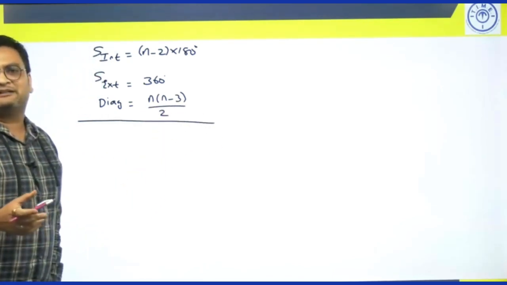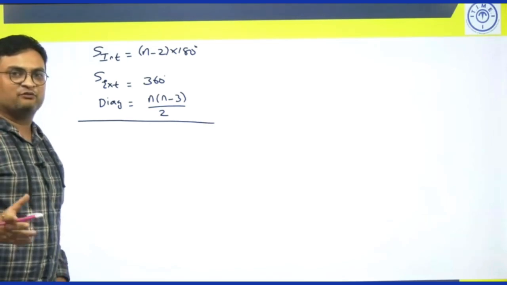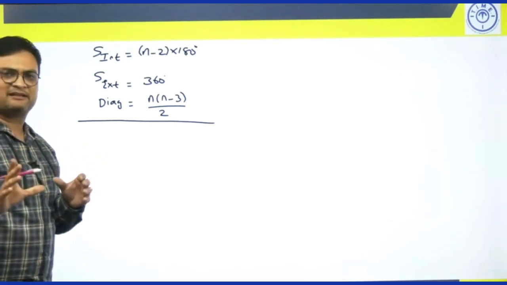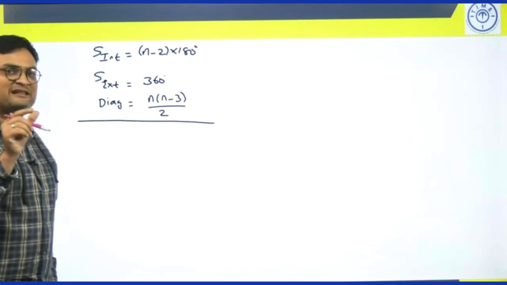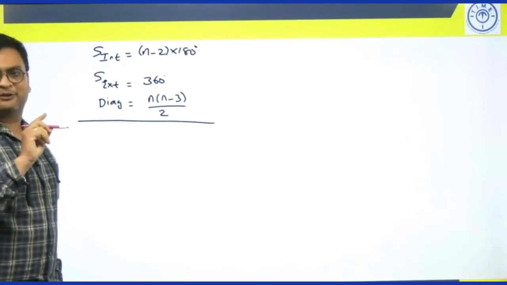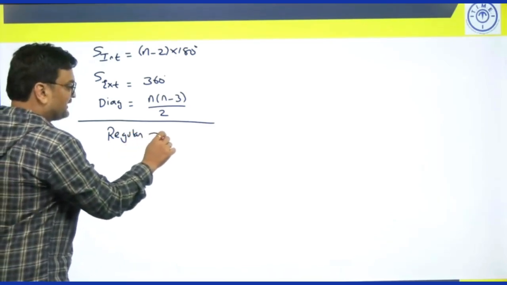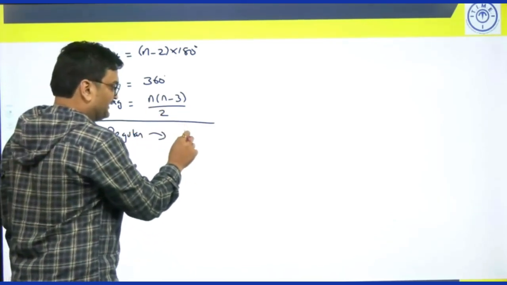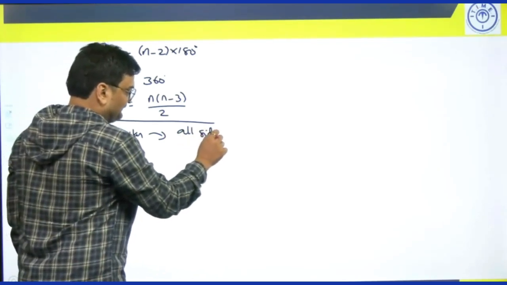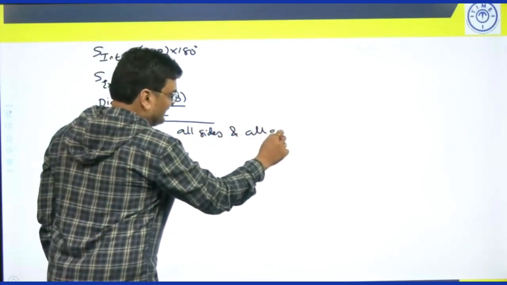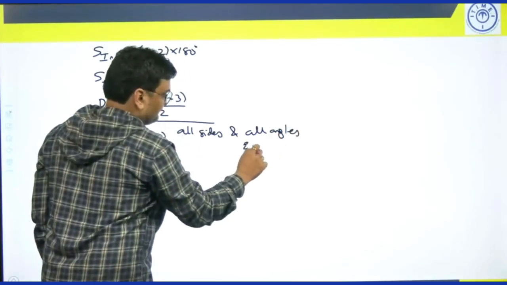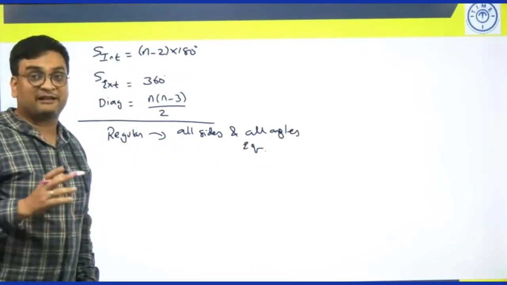Now comes the next part. Generally in your competitive exams you won't be reading polygon alone, hexagon, octagon alone. You would also be seeing one more term attached to it, which is regular polygon. So what do we mean by regular polygon? Regular polygon basically means the polygon where all sides and all angles are equal. Such a polygon we call a regular polygon.